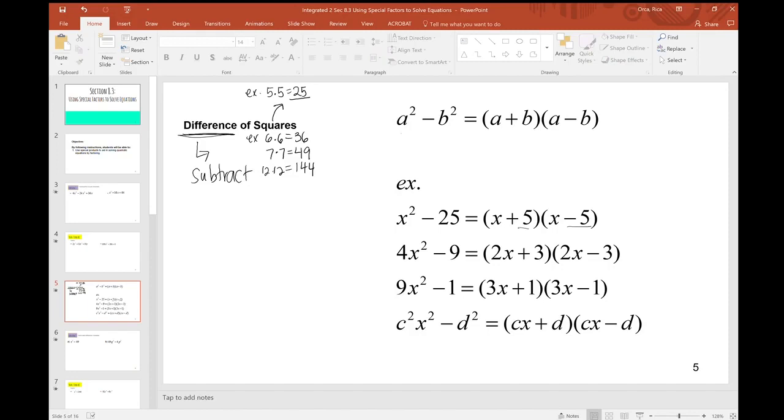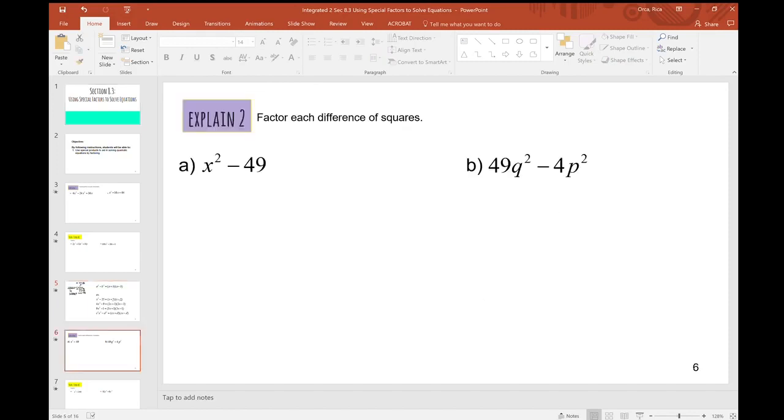So let's look at some actual examples. In Explain 2, it says factor each difference of squares. So once again, I know that x squared is a perfect square because what makes x squared is x and x. 49 is a perfect square because the factors of 49 are 7 and 7. So now let's write out the factors.